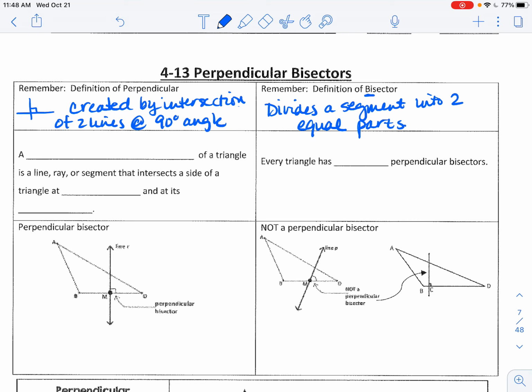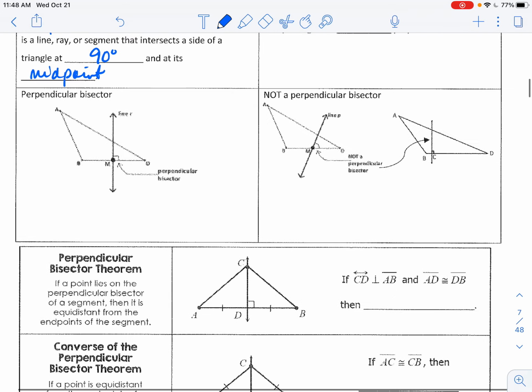All right, so a perpendicular bisector of a triangle is a line, ray, or segment that intersects the side of a triangle at a 90-degree angle and at its midpoint. Every triangle has three perpendicular bisectors.